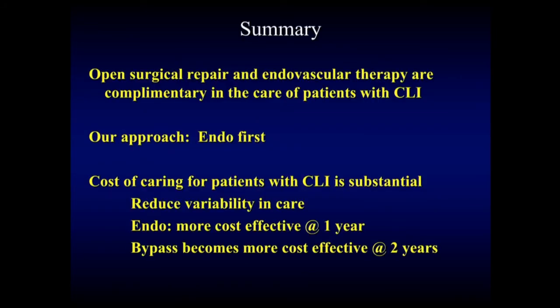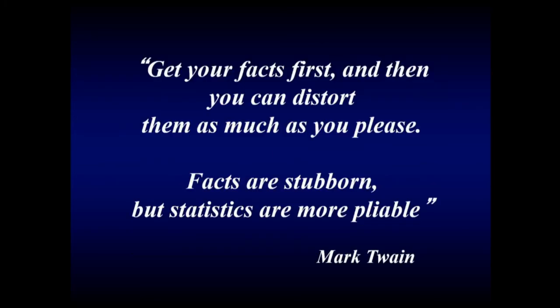So in summary, open surgical repair and endovascular therapy are complementary in the care of patients with CLI. That's, for me, the take-home message. Our approach is endo first, and I described that earlier. The cost of caring for these patients is substantial, and it's important that locally we try and reduce variability in care and in cost of care. Endo is more cost-effective based on our data at 1 year, but at 2 years, open surgical procedures actually become more cost-effective and durable. Thank you for your attention.